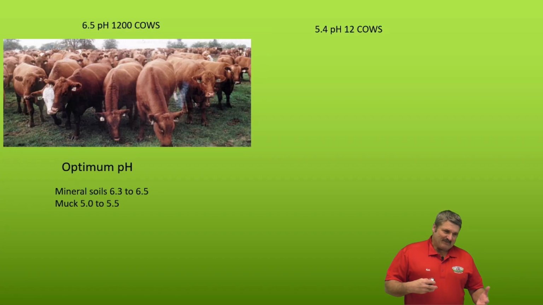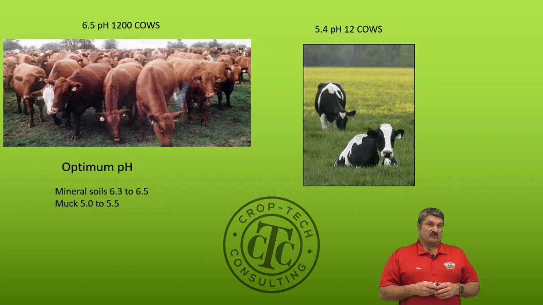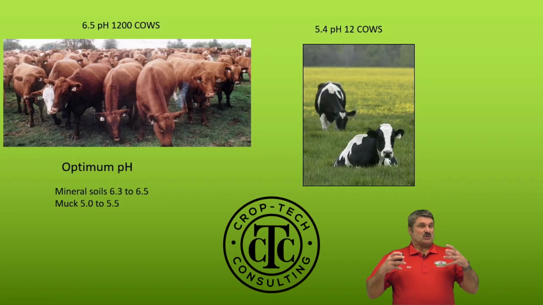So mineral soils, optimum pH in that 6.3, 6.5 range. If you let your soil pH drop to a 5.4, you've got 12 cows doing the same thing out there. So in that situation, you kill off your herd.